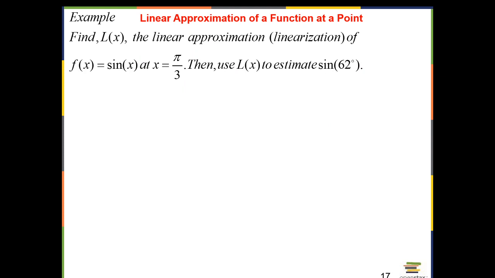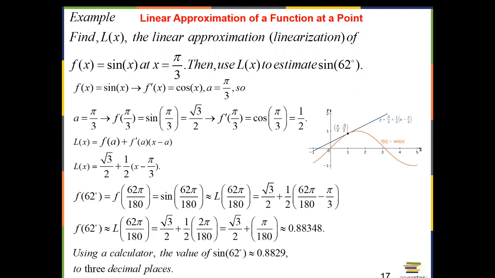Okay, here's another one. It says find the linearization for sine x at x equal to pi over 3. Well, we do the same thing, right? And then use it to find the sine of 62 degrees. So again, we find the equation of the tangent line, which is what? Instead of y, we could just put what?